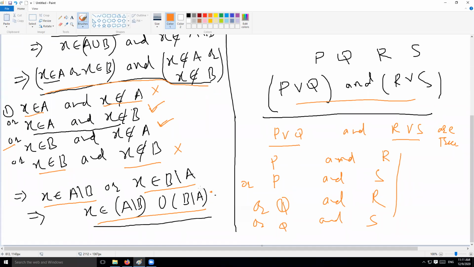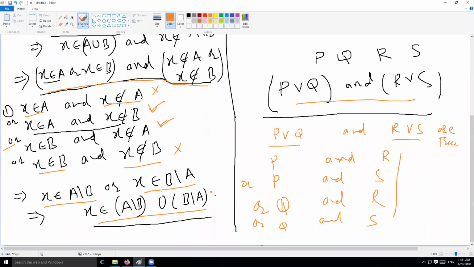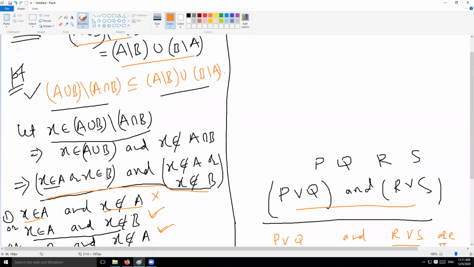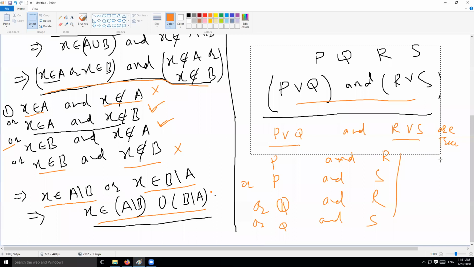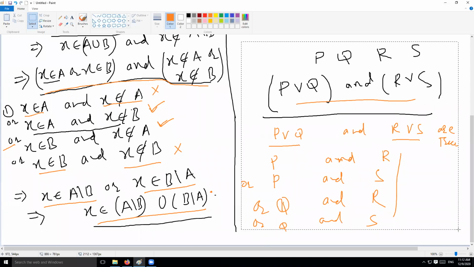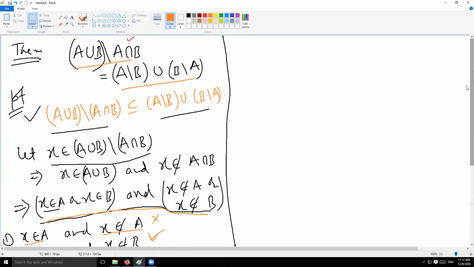Yes, sir. Okay, so this is what it is, and this really shows that A minus B union B minus A is a subset of A union B minus A intersection B. Okay, so this is one side of the proof. This looks like a complicated proof, but it's not actually. You just have to think carefully and carry out the logic, and you can understand it.